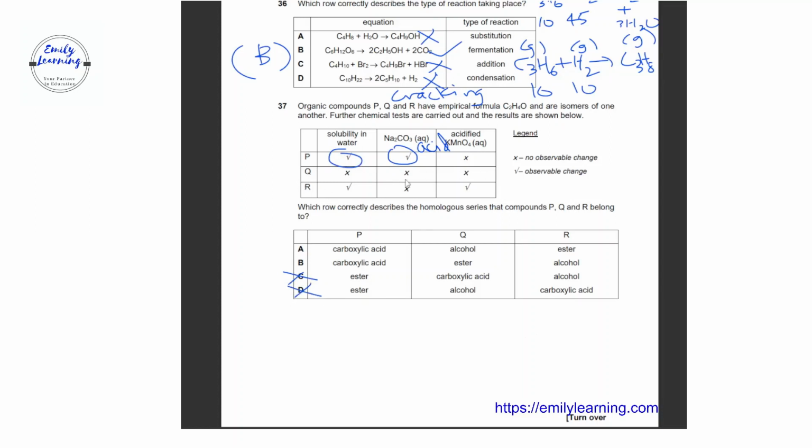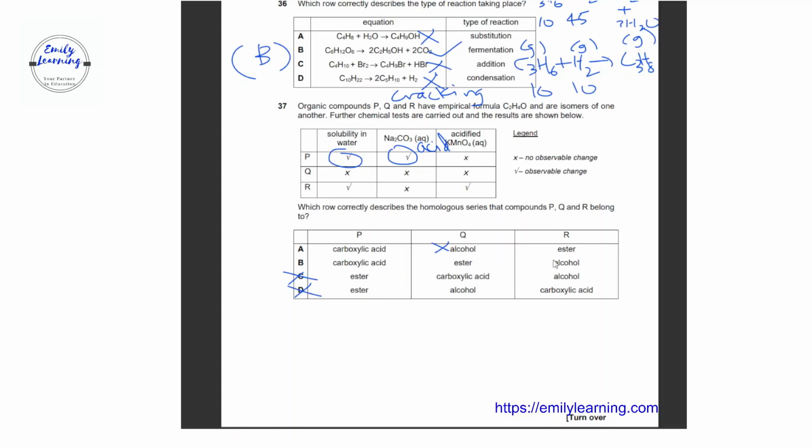Next, let's look at Q. It is not soluble in water. It doesn't react with carbonate. It does not get oxidized. So very likely, cannot be oxidized means not an alcohol, right? So this is out. So very likely it's an ester, because esters are insoluble in water. It doesn't react with carbonate because it's not an acid. It cannot be oxidized. So very likely the answer is B.